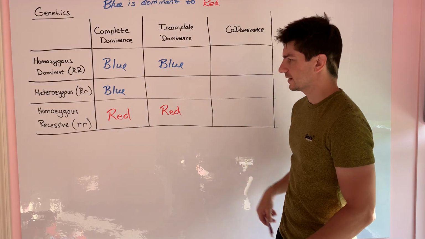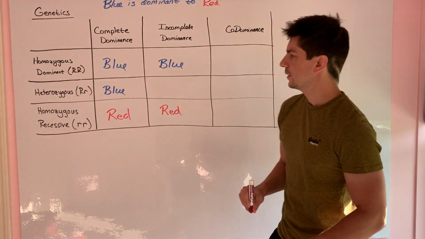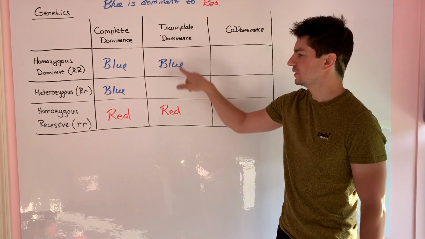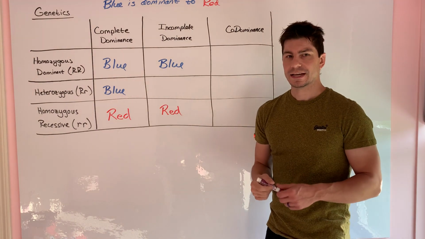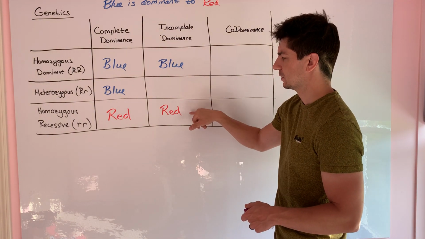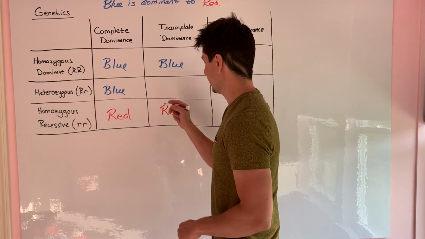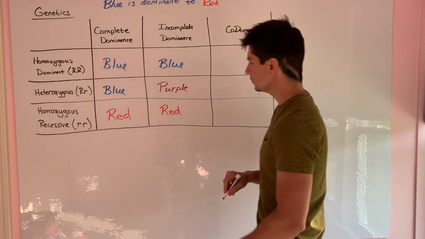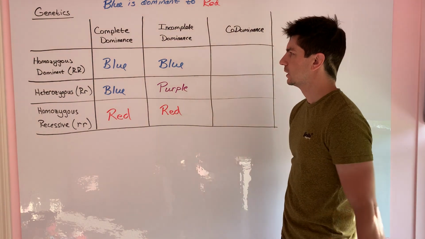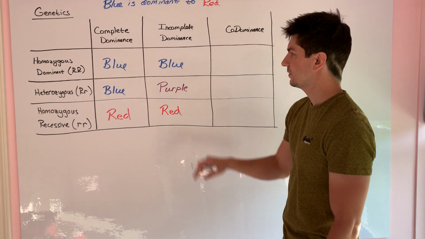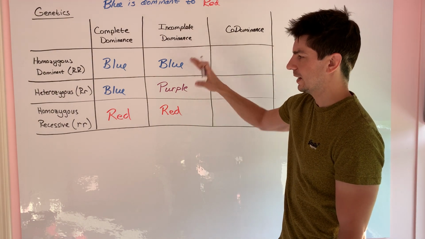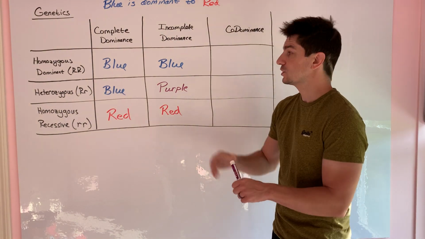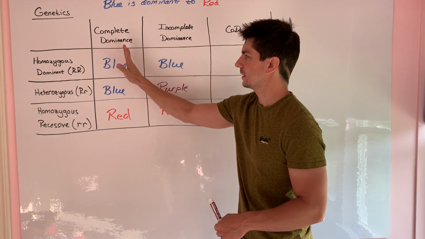Here's where the difference arises. For heterozygous, we are no longer going to have that blue color. If the type of inheritance is incomplete dominance, it's not going to be blue. It's actually going to be a blend of blue and red. And out of that, we're going to get a purple color. Mix blue, mix red together, we get purple. So for this flower color, if it's incompletely dominant inheritance, we are going to get purple for the heterozygous. That's the only difference between incomplete and complete dominance.